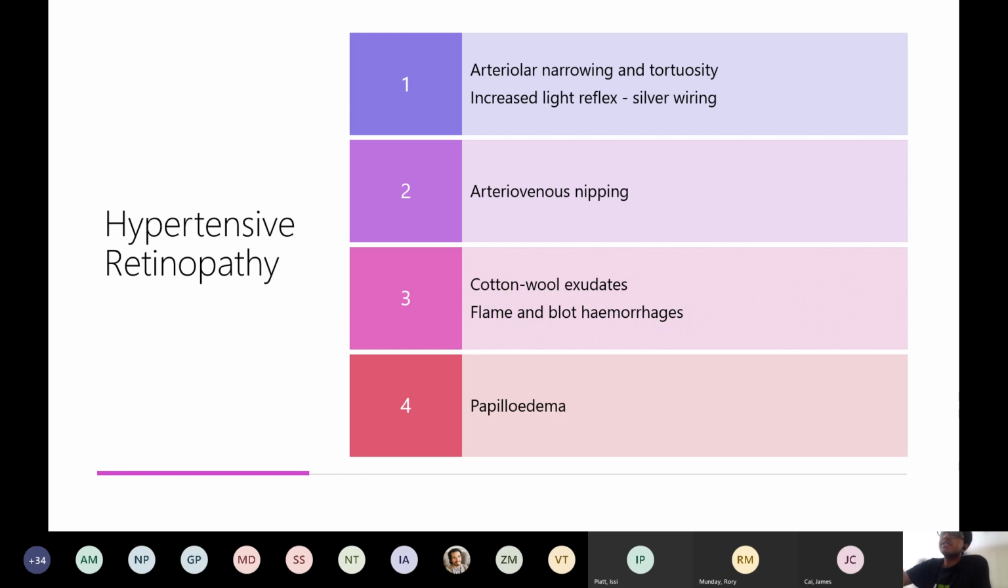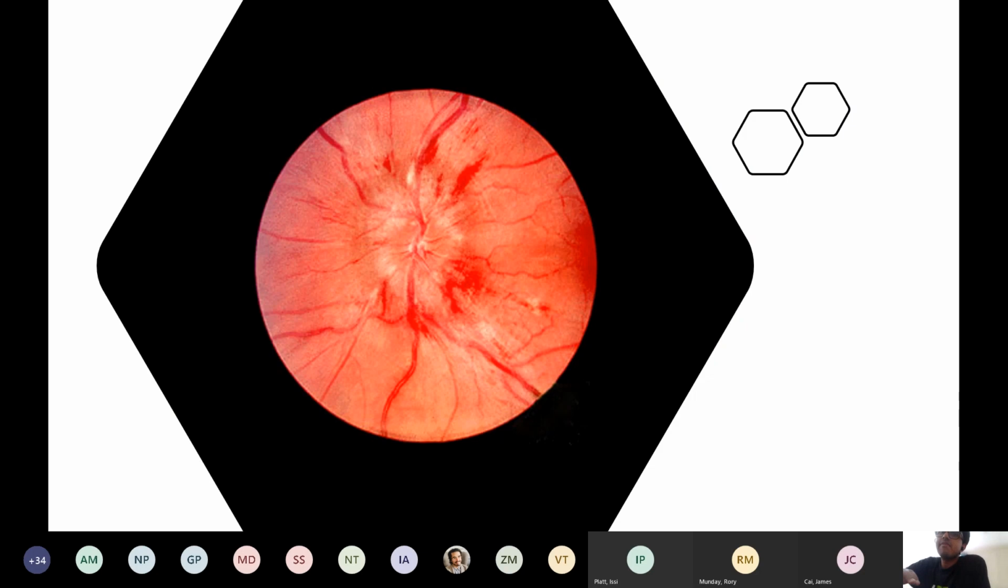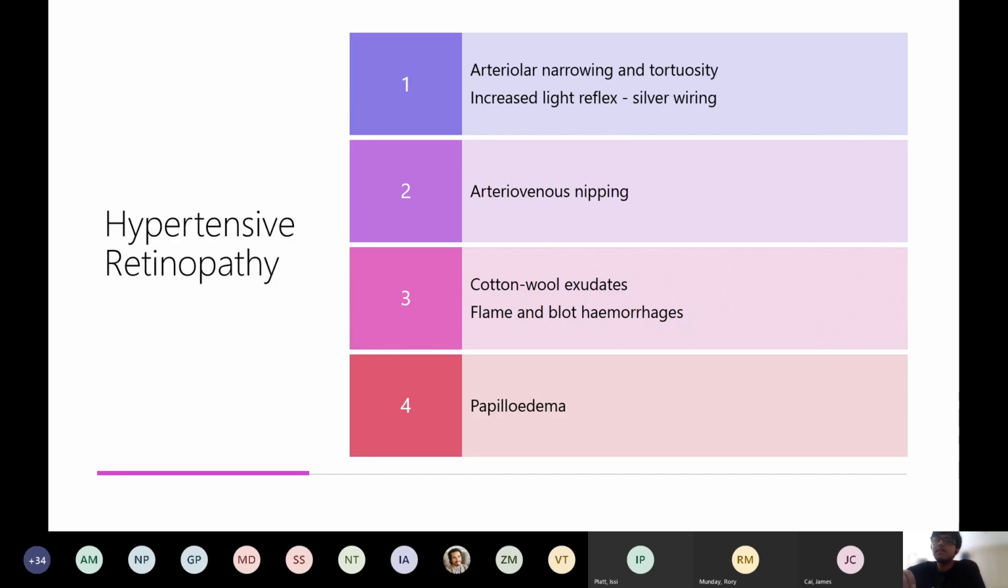So yeah, know this grading system. It's actually quite useful, and I think it does actually come up in exams. Is there a name for this grading system? Hypertensive retinopathy grading? I don't know. Does anyone know? The modified Scheie classification, you definitely don't need to know what it's called. You just need to know the different stages.